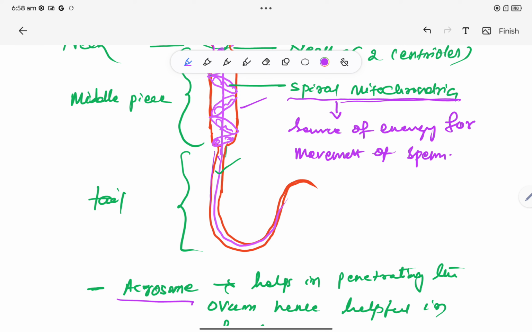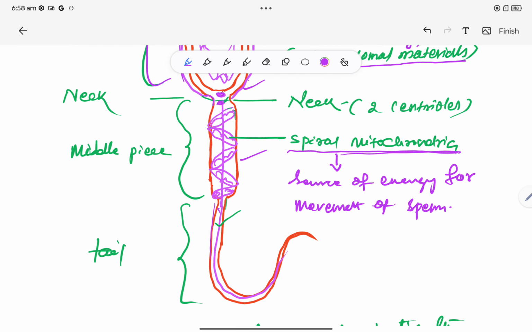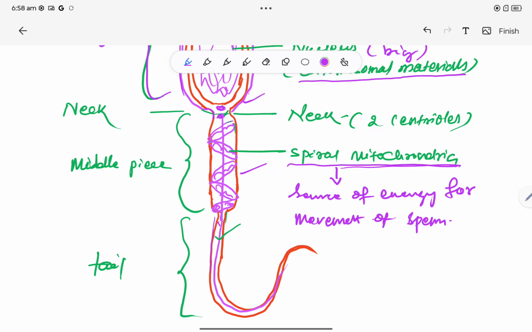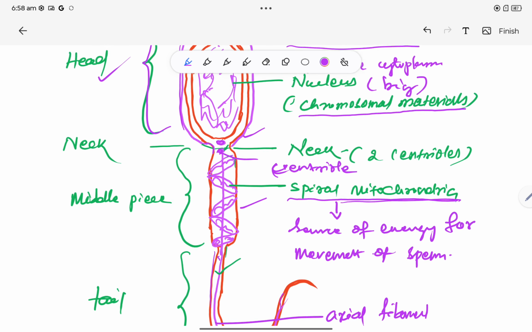Then come to the tail. This tail helps in swimming, and you can see that there is a purple line I have drawn from the centriole. This is called the axial filament. This axial filament is formed from this centriole, the distal centriole, and it provides support to the tail. Okay, so this is the structure of sperm.